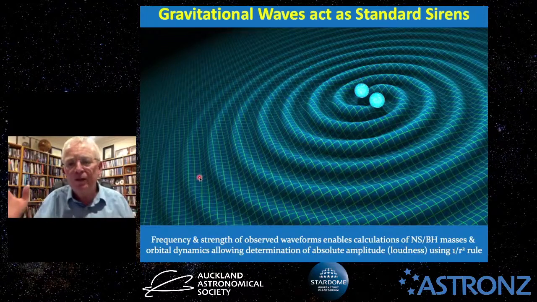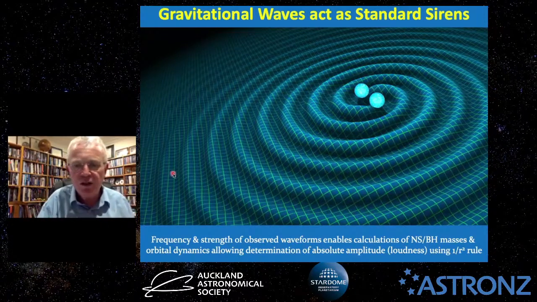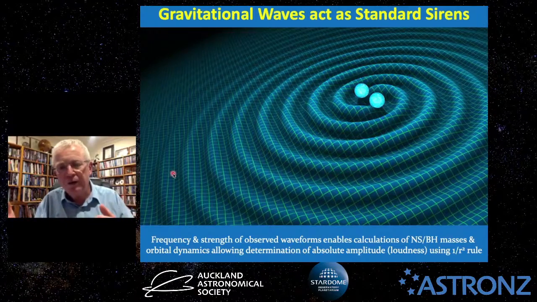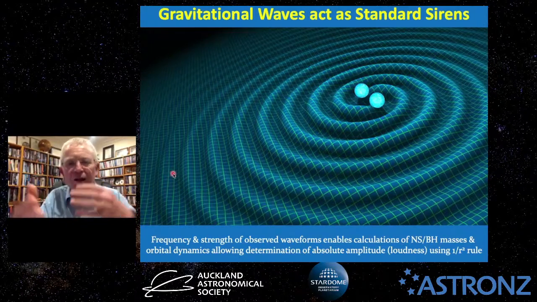Billions of years and billions of light years later, we can pick them up and detect them with our detectors on Earth. And they study the frequency and the amplitude, or strength, of these waveforms that we detect. And from there, they can tell you the masses of the neutron stars or the black holes, and most likely the byproduct of the merger.